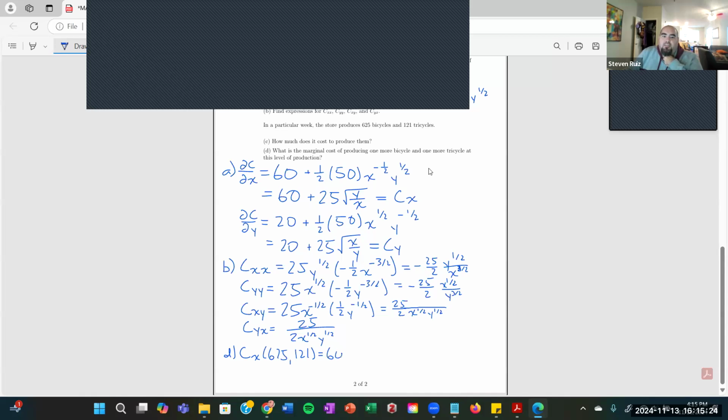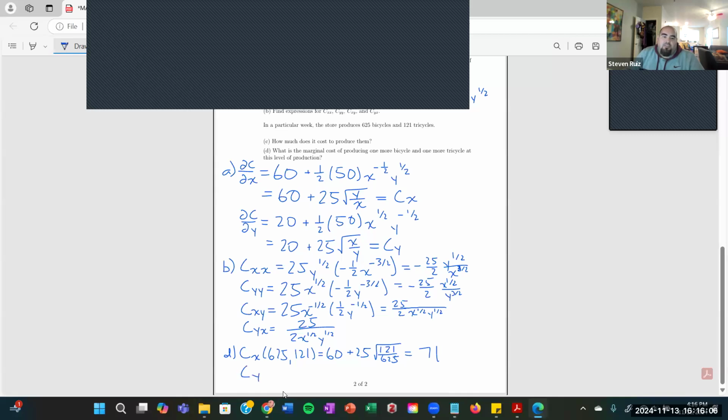And we already found that derivative. We said it was 60 plus 25 times the square root of y over x. So 121 over 625. So that's equal to, stay tuned. So it'll approximately cost $71. Or I got that exactly. Well, the marginal costs are approximate. It'll cost approximately $71 to make the next bicycle.